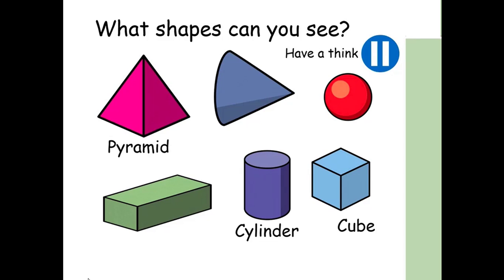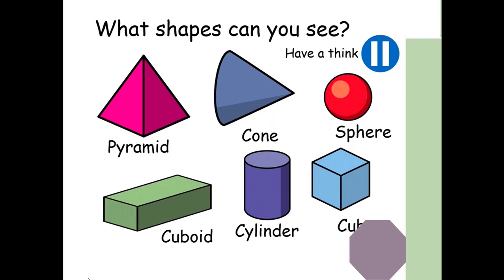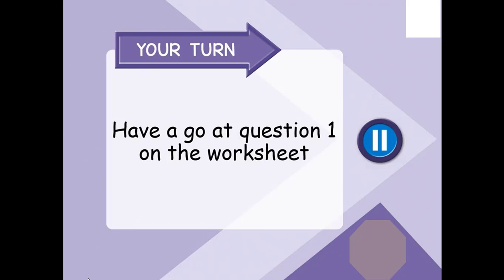This one is a pyramid. Can you say pyramid? This one is called a cone. This one is called a sphere. That's kind of tough to say. Can you say sphere? And finally, we have a cuboid. You should practice these names because I think it's time for you to have a go at your worksheet. Now, I'd like you to pause here and have a go at question 1 on the worksheet.